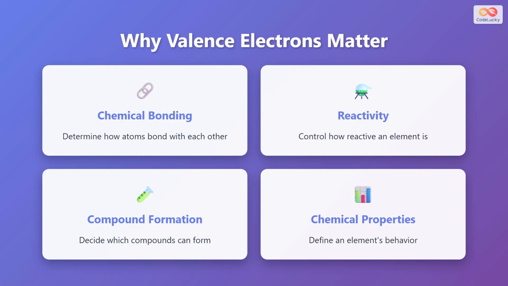Now you might be wondering, why do valence electrons matter so much? There are four main reasons. First, they determine chemical bonding. Valence electrons decide how atoms bond with each other to form molecules. Second, they control reactivity. The number of valence electrons tells us how reactive an element is. Third, they govern compound formation. They decide which compounds can form and which combinations are stable. And fourth, they define chemical properties. An element's behavior, its reactions, and its characteristics are all determined by its valence electrons. Without understanding valence electrons, we can't predict or explain chemical behavior.